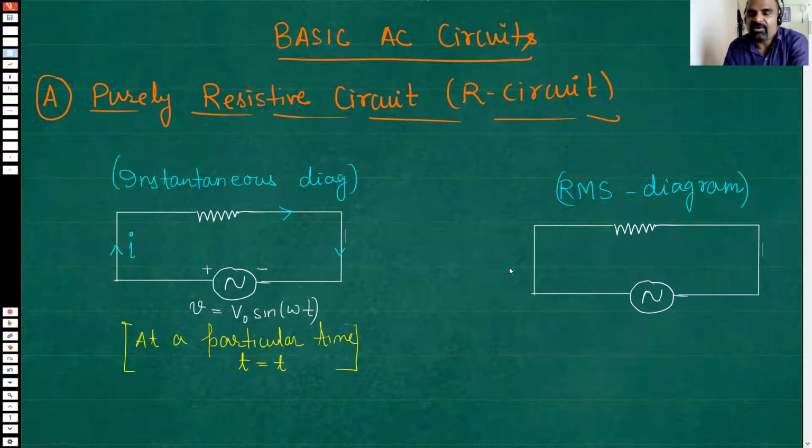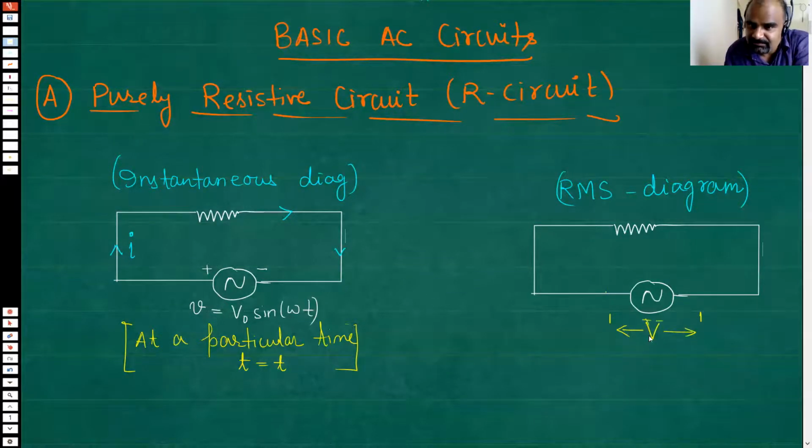Now in this diagram, what will I show? In this diagram, we will show only RMS values. Now between this point and this point, what is the RMS voltage? That is capital V. So I will show capital V and I will put an arrow like this. Should I show this to be positive terminal? No, sir.